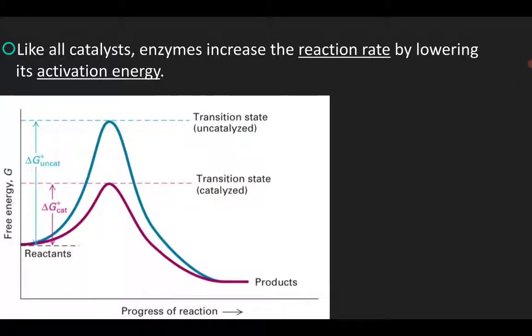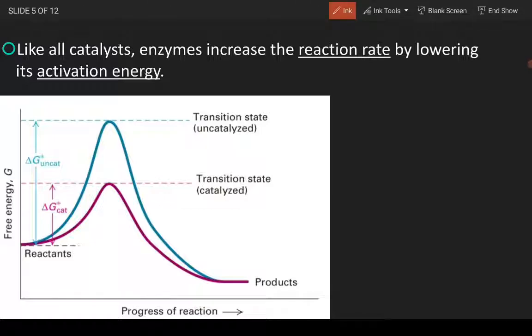Let's see how this actually happens. The enzyme binds to the substrate and converts it into product. This is clear. But how and why is this happening? Why is the reaction rate increased if the enzyme binds to the substrate? Like all catalysts, an enzyme increases the reaction rate by lowering the activation energy. So what is this activation energy?